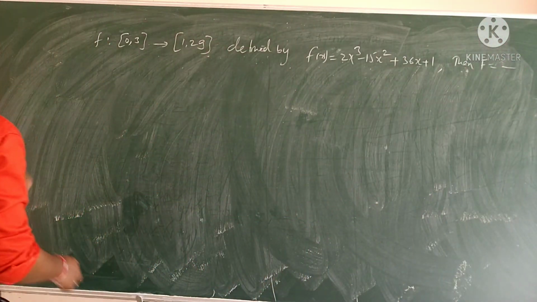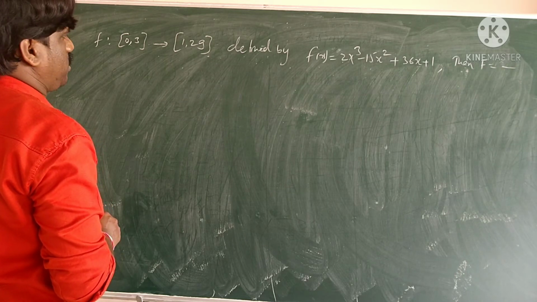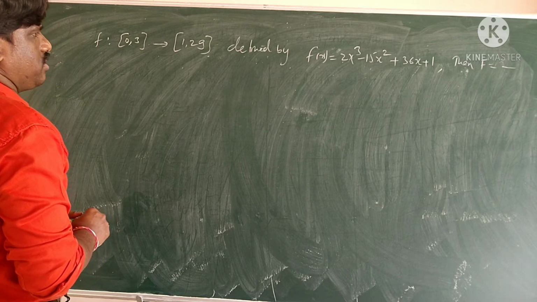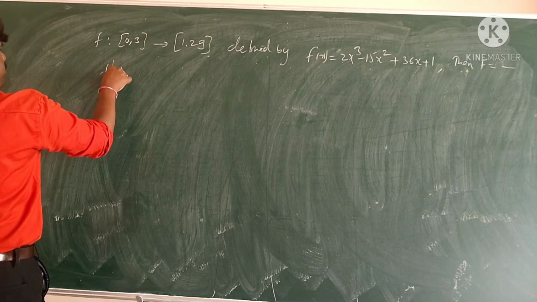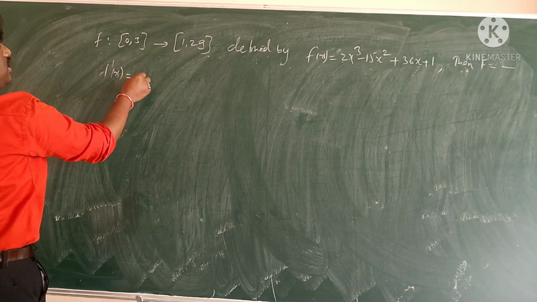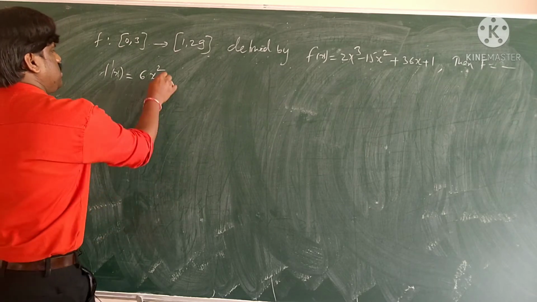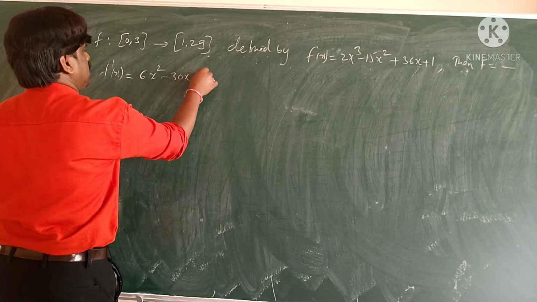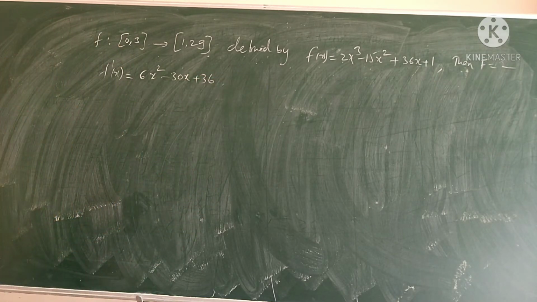Okay, now see this one. f from 0 to 3 closed to 1 to 29 defined by f of x is equal to this. Then f is which function? So first we have to check 1-1. So f dash of x I can do it. f dash of x is equal to what I'll get here? 6x square minus 30x plus 36 I can write. Correct? 6x square minus 30x plus 36.